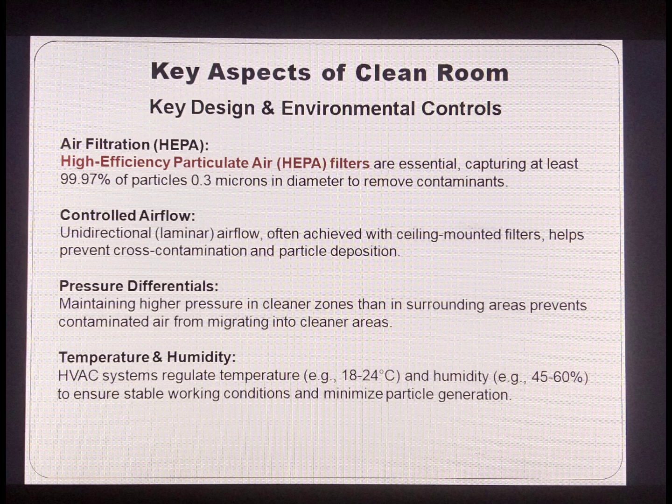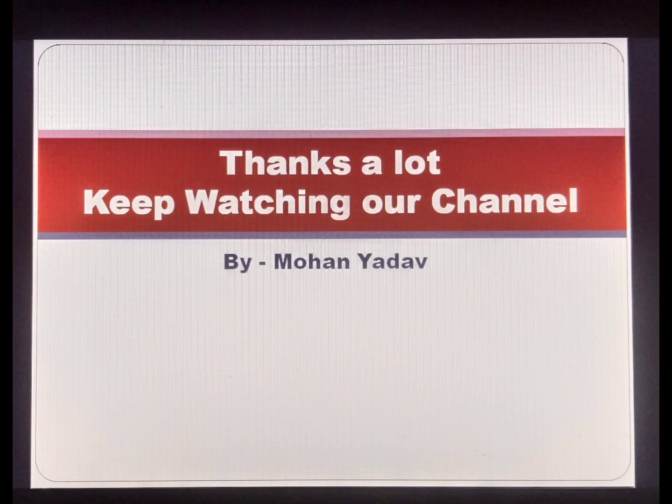Temperature and humidity. HVAC systems regulate temperature, that is 18 to 24 degrees Celsius, and humidity, that is 45 to 60%, to ensure stable working conditions and minimize particle generation.